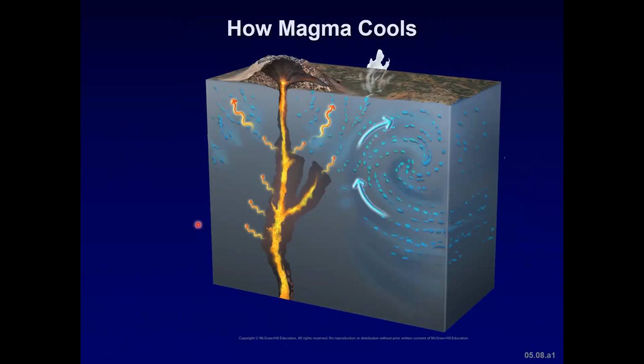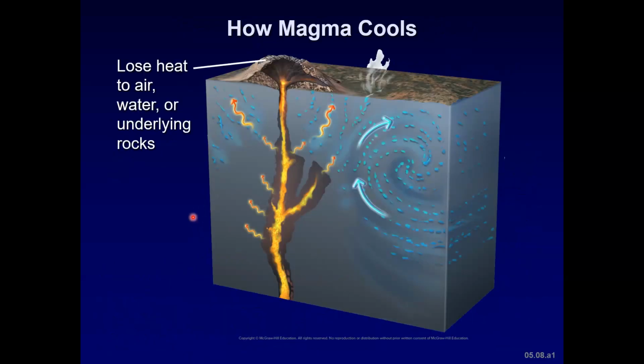All right, so how can magma cool? It can lose heat to air, water, or underlying rock. There can be conduction into the wall rocks around the magma chamber. And then circulating water can heat up and rise and then be replaced by cooler water, causing convection, kind of helping the magma cool down and form igneous rocks.